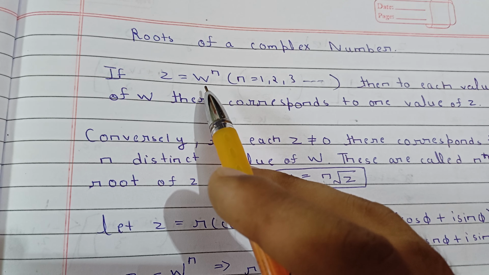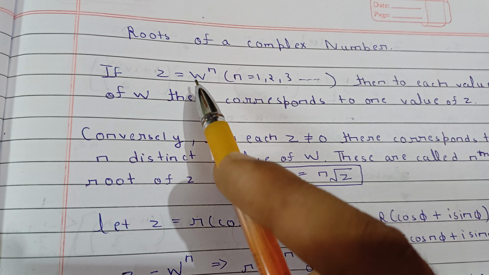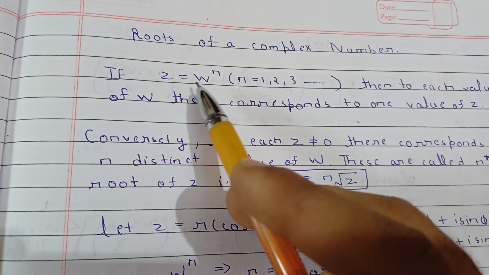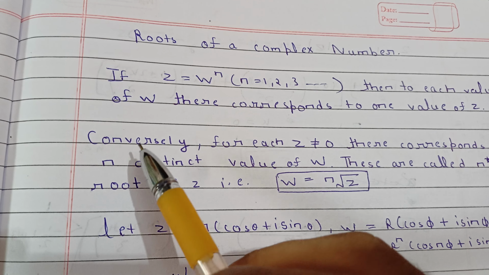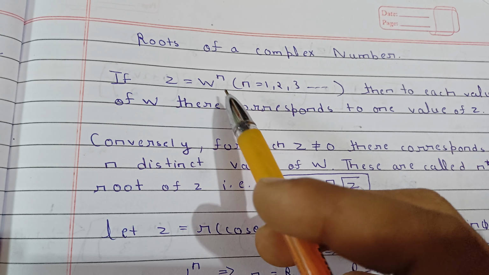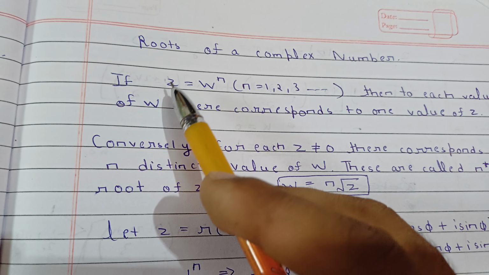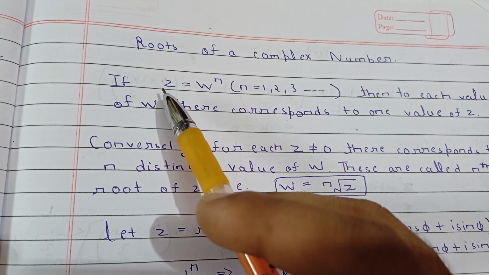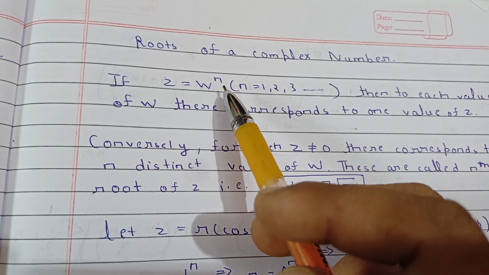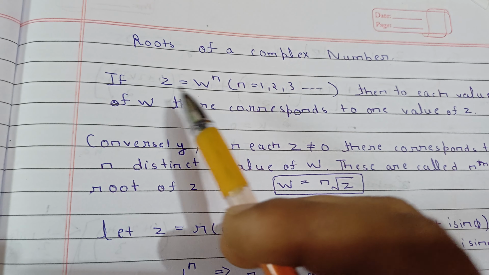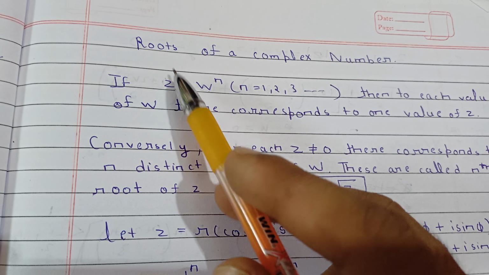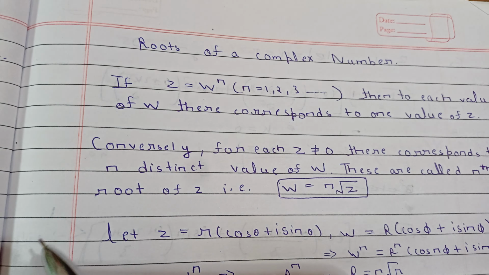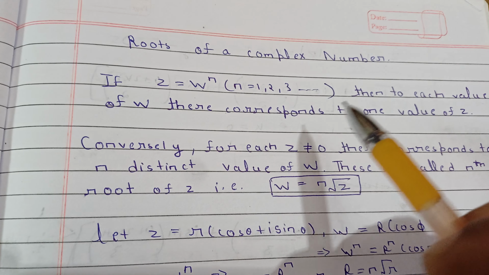So if z equals w to the power n, then 1 upon n, the nth root of z, will be n values of w. For n equal to 1 you will get 1 value of w which corresponds to z. For n equal to 2 you will get 2 values of w, and w1 and w2 squared will give you z again. And for 1 upon 3 you will get 3 such values whose cubes will give you z again. That's how we define the roots.